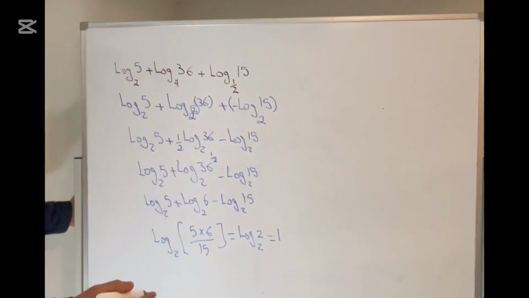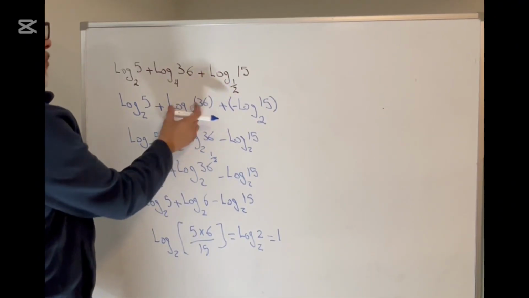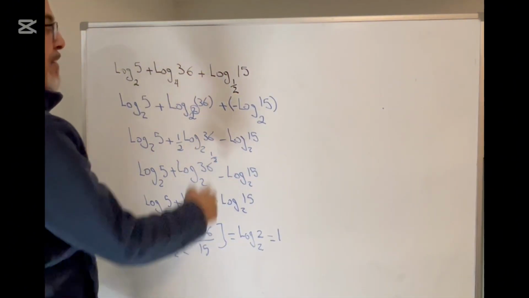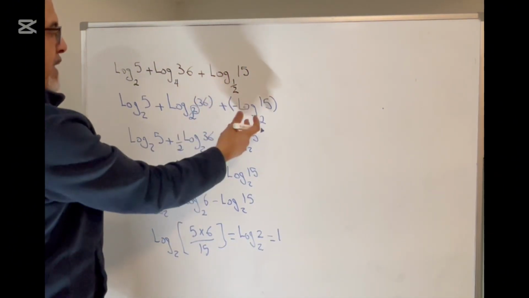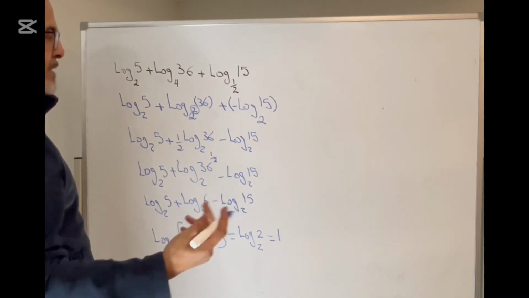Now, a lot of you might ask, how did you do this? What's going on here? The exponent becomes a half in front of the log, and if you have a base that's a fraction, you could make it a non-fraction and throw a negative in front of there. I'm going to show you how that works.